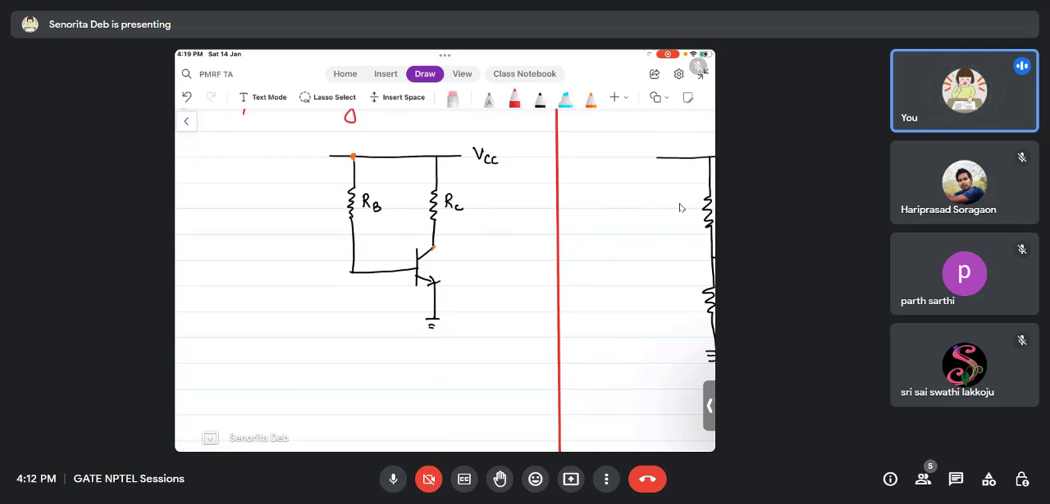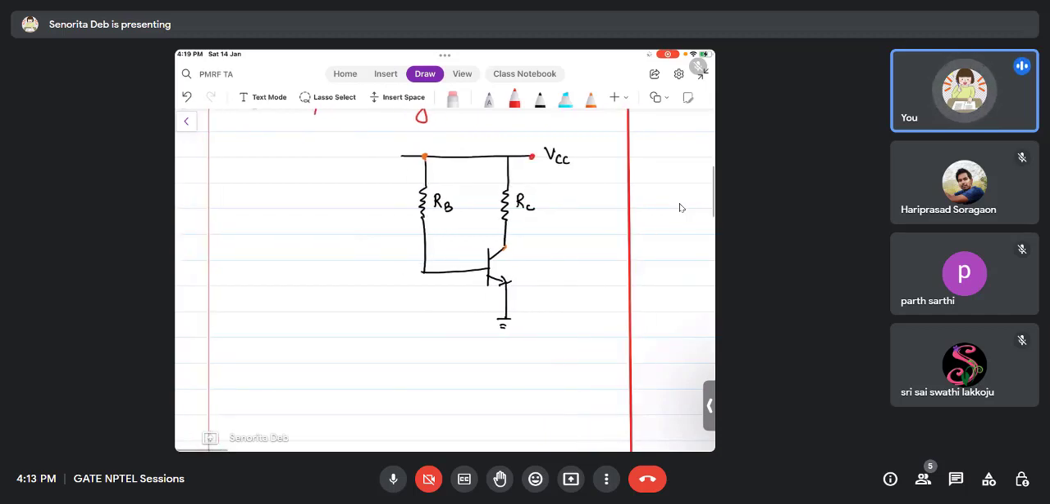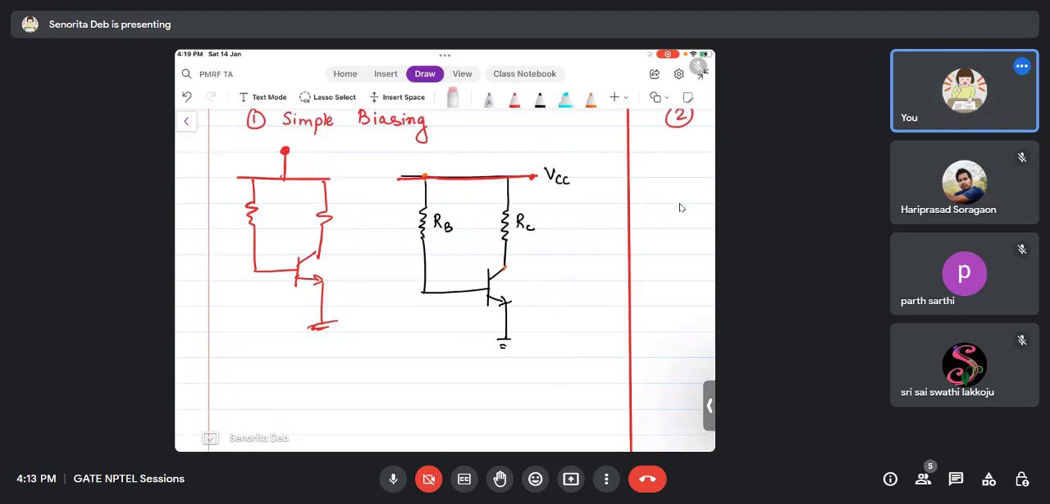Whenever VCC is written like this, this same circuit can also be drawn in this manner. Please don't get confused. This circuit and this are the same. Here I have just put VCC to this line; here I have just taken a node out and put VCC. It means the same thing. The same is true if I put a source in this manner. I'm quickly revising it.